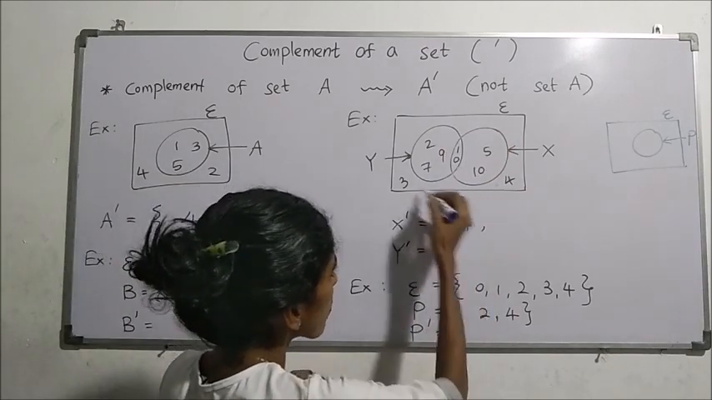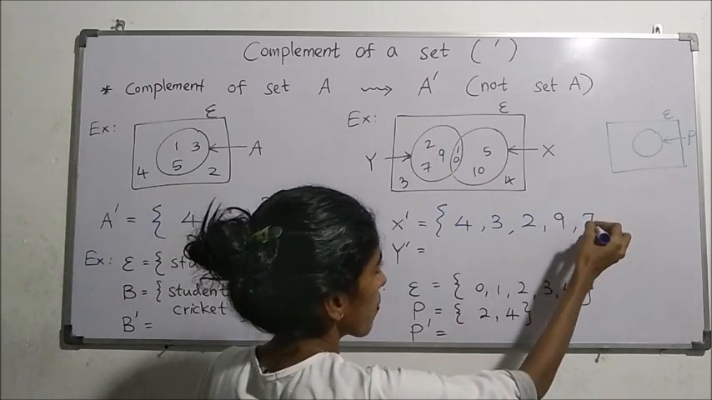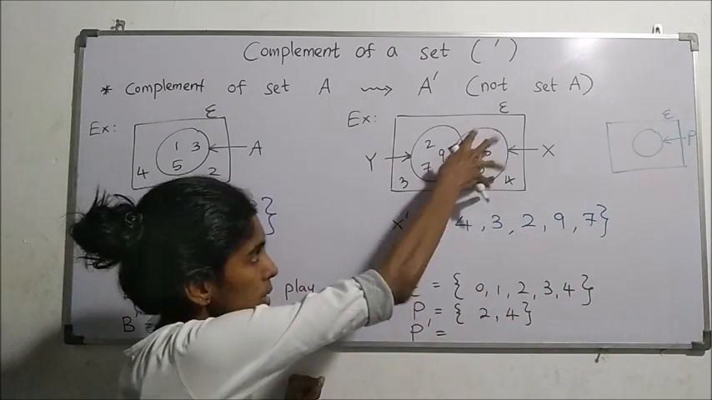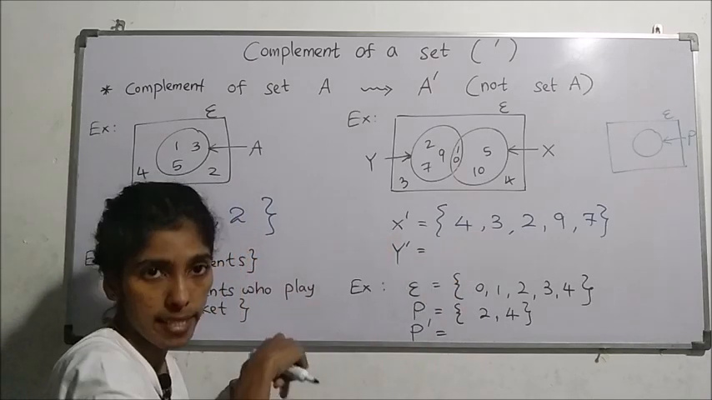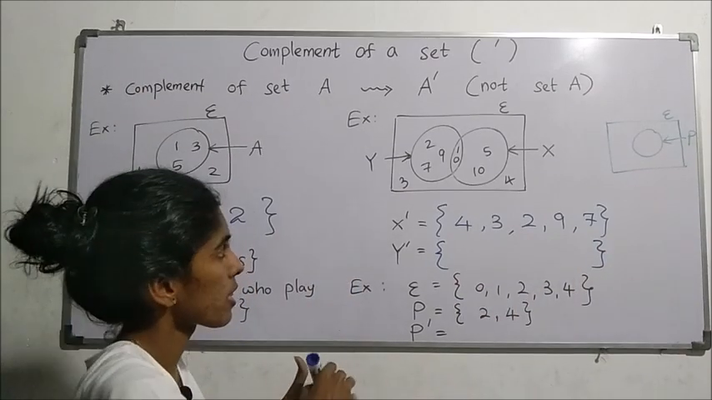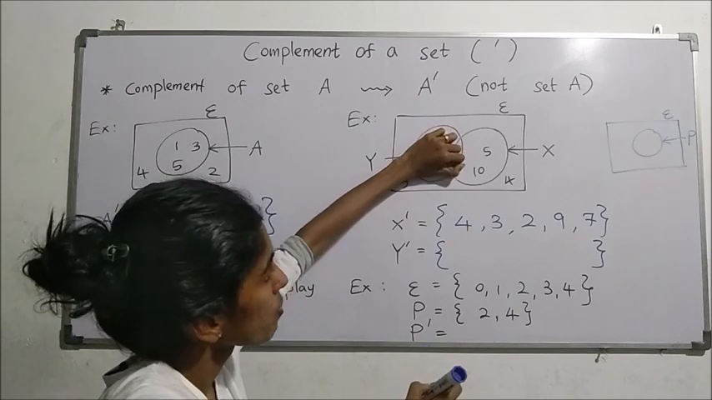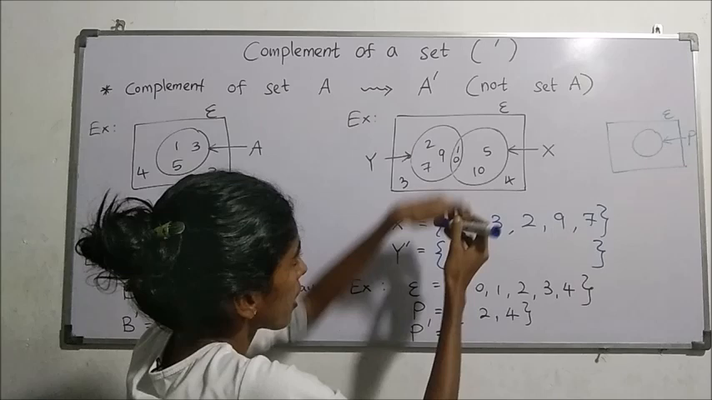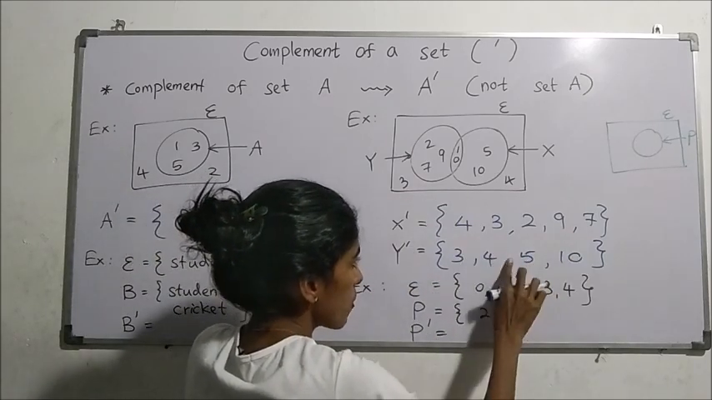4 is there, 3 is there, and 2, 9, 7. Don't write 1, 0, 5, 10 because they belong to set X, but all the outside elements should be written for X dash. Now Y dash means complement of Y. Not Y. Close Y then. So the rest of the things should be written here. What are those? 3, 4, 5, 10. If you want, you can write in ascending order also.